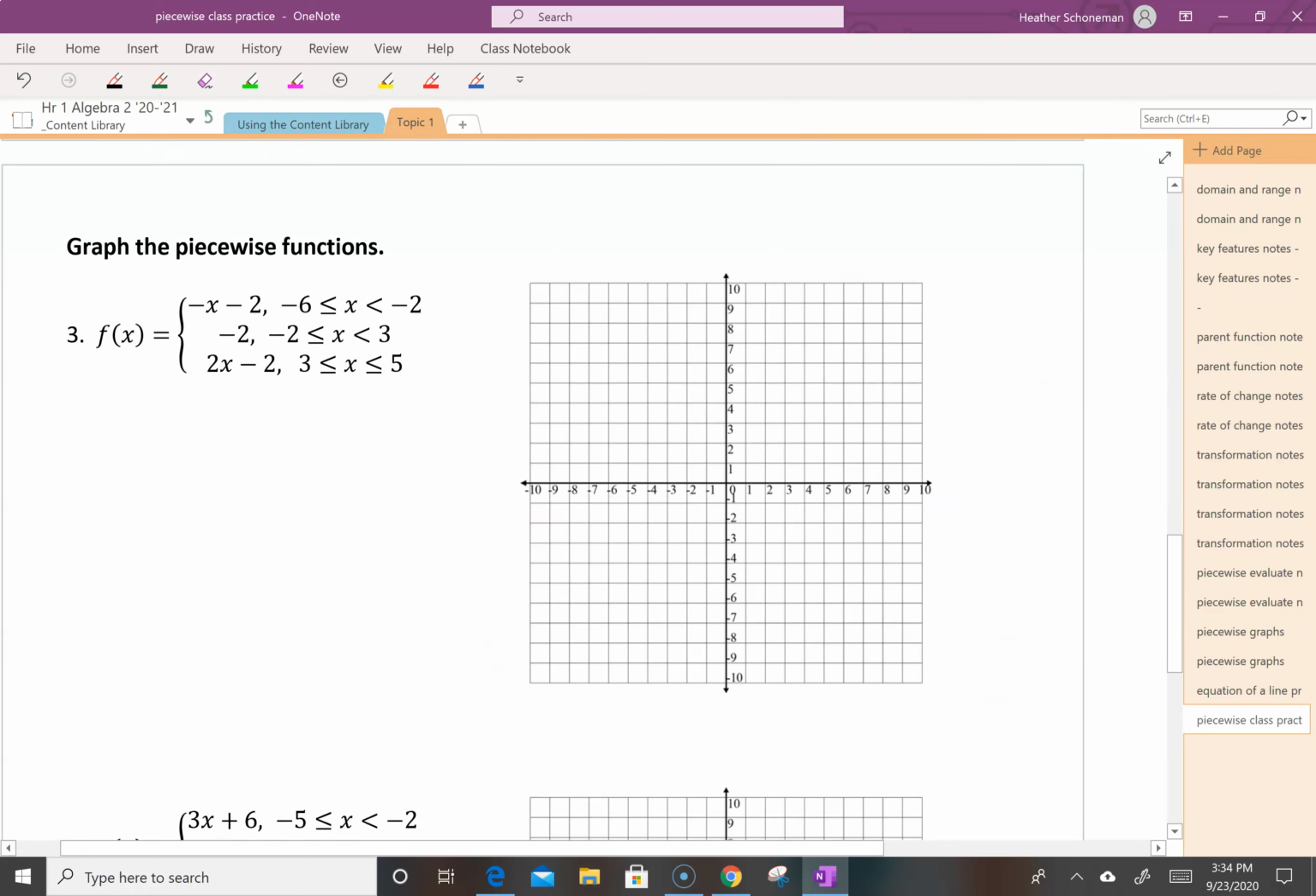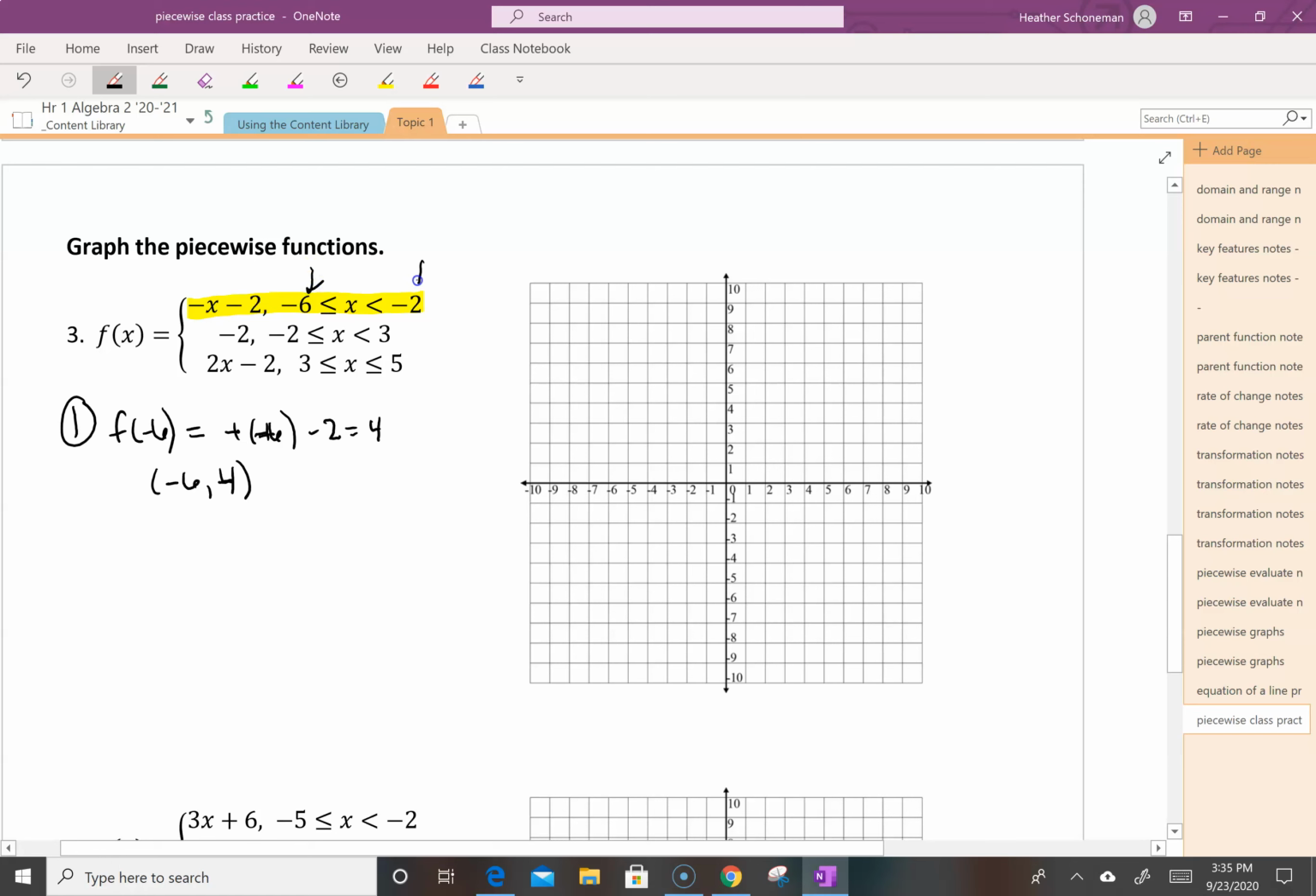Okay, so my first equation is this one. So that's going to give me one of my lines. Now, for my first equation, I know that when I draw it in, it's going to start where x is -6 and end where x is -2. Well, if I can figure out what those points are, I can graph that line. So let's think about it. First, I want to find f of -6. I'm going to plug that in. So that's negative of -6 minus 2. So that's 6 minus 2, which is just 4.